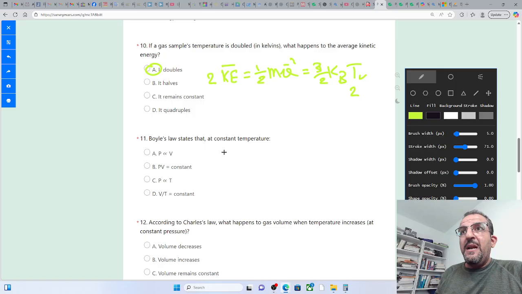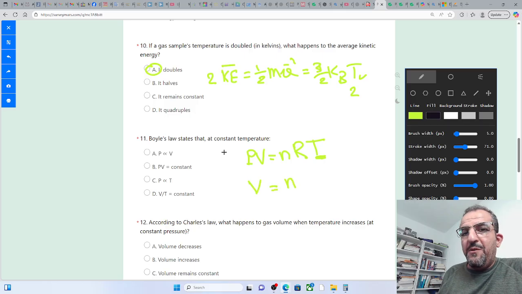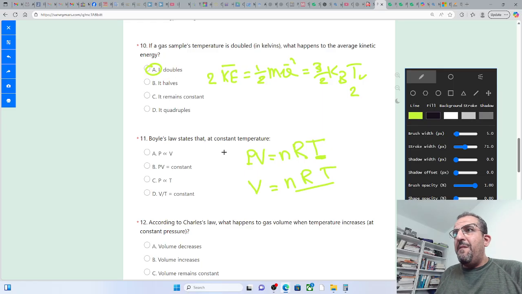For number 11, Boyle's law states that at constant temperature, what will happen? Always we need to go to the ideal gas equation. So we have pressure times volume is equal to the number of moles times the gas constant times temperature. If the temperature is constant, we will have volume equal to the number of moles times the gas constant times temperature, and then we divide the whole thing by pressure.